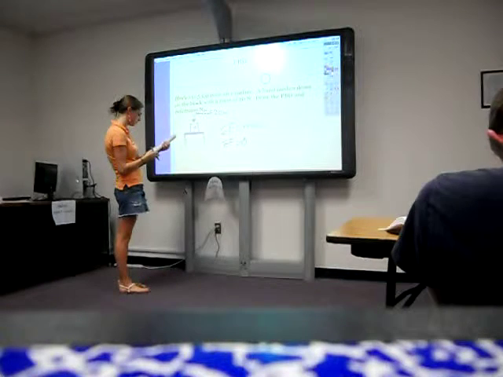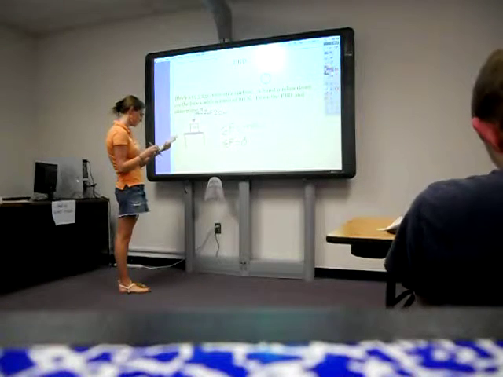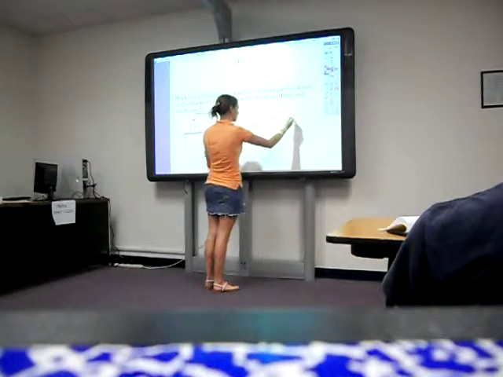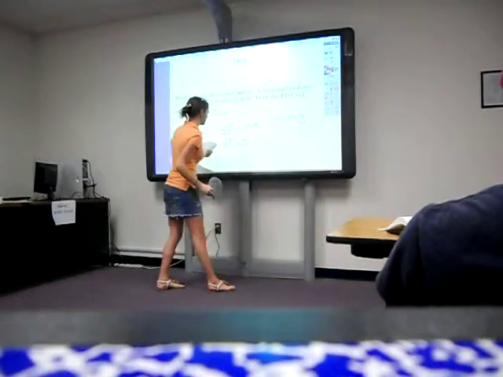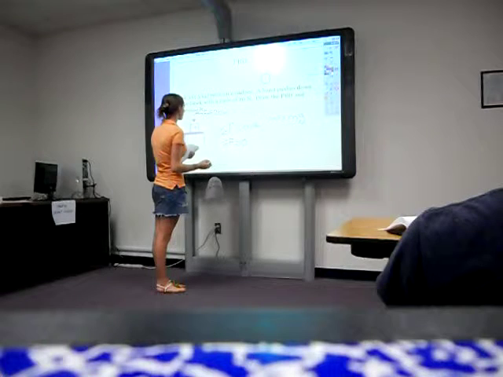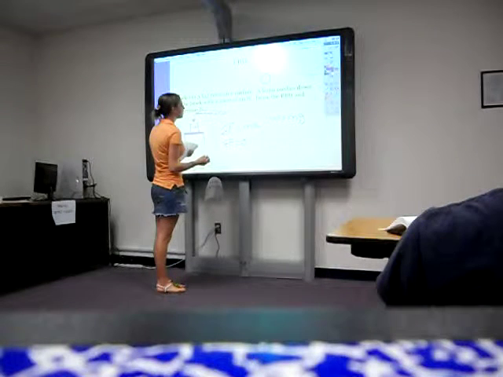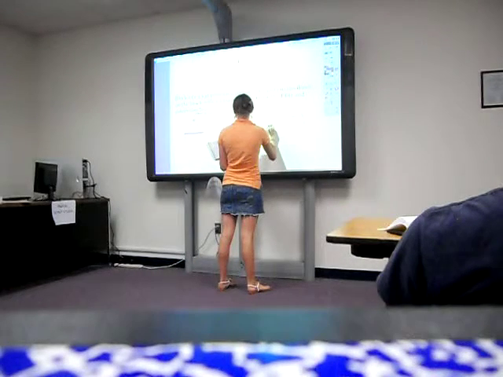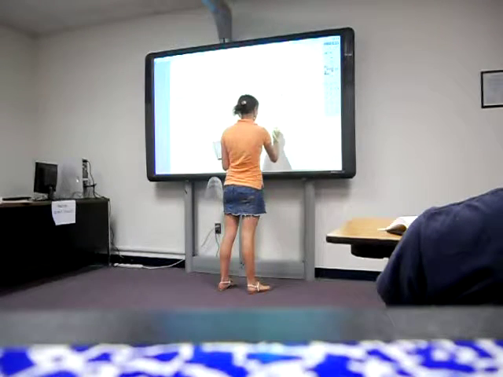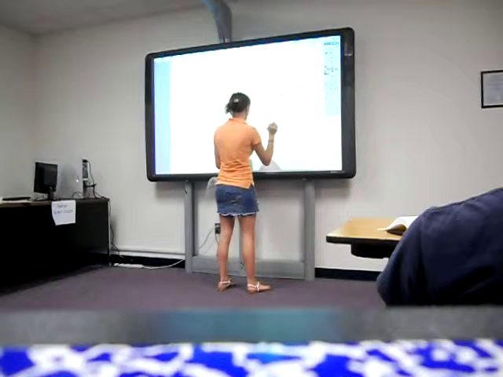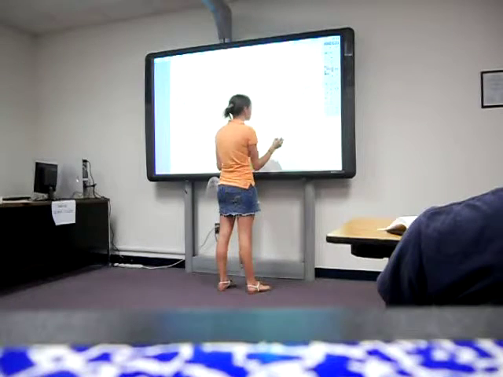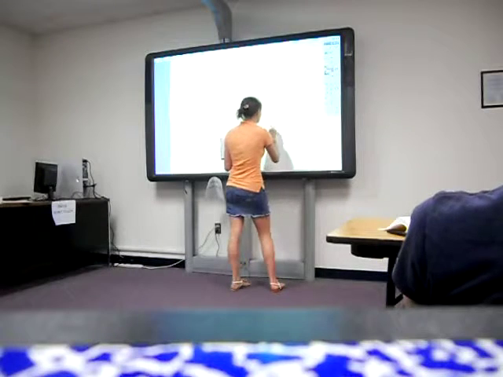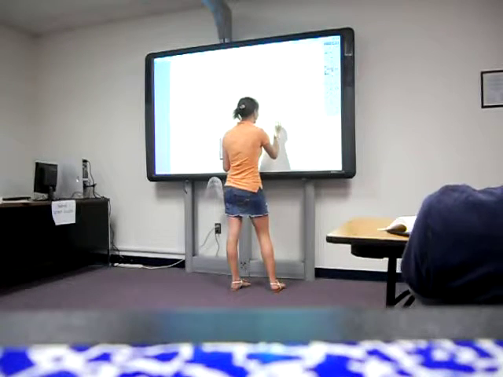Draw forces starting with weight. Good. So weight equals mg. So what's the weight of your block? 1.5 times... Well, 1.5 is the mass, right? You've got to determine the weight. I knew that.